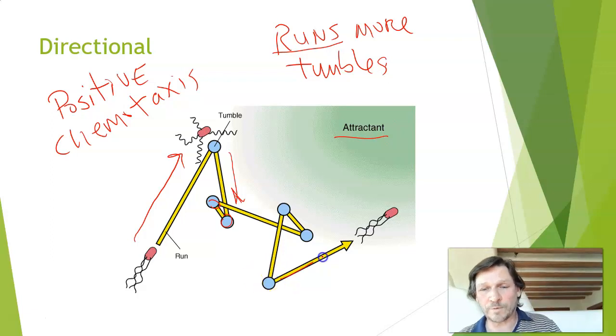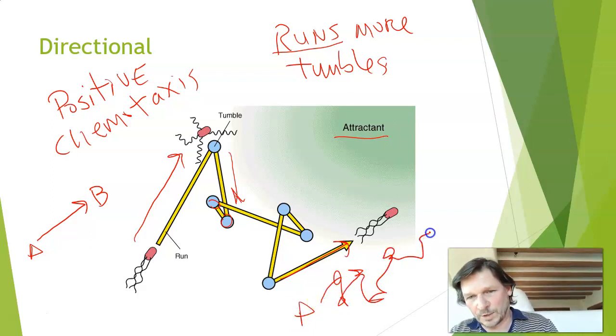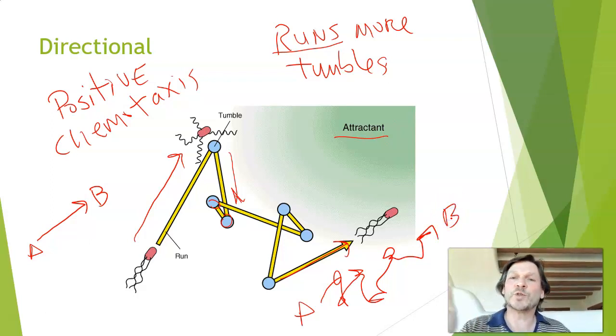And so overall, you can see it's not this direct line. It's not like it started at A and went directly to B. What a bacterium is going to do is go to A, run, tumble, run, tumble, run, tumble, run, tumble. But it's running more than it's tumbling. So overall, generally, it will get closer to B.